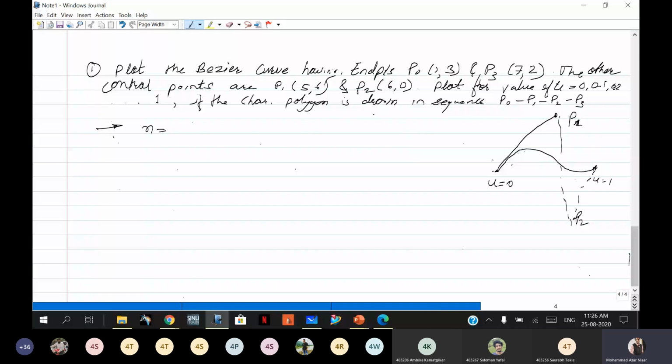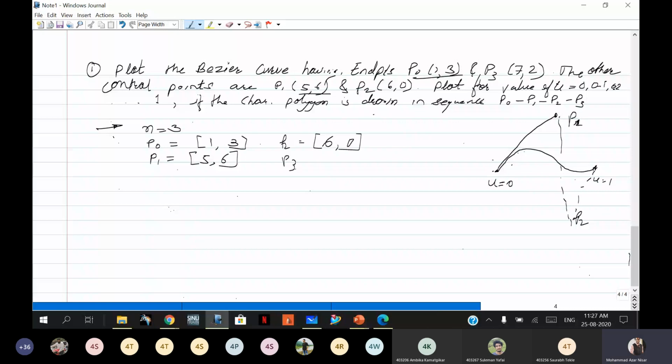Okay, so now in this case n is given equal to 3, and the points given: write down first P0 equal to 1 and 3, then P1 equal to 5 and 6, then again P2 is given, P2 equal to 6 and 0, and last the end point given is 7 and 2.